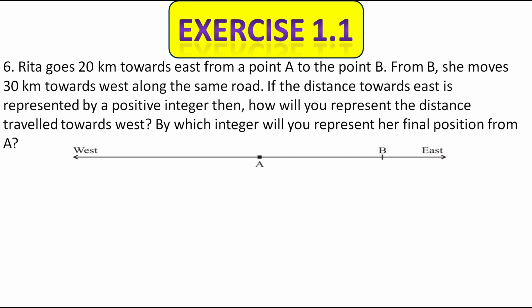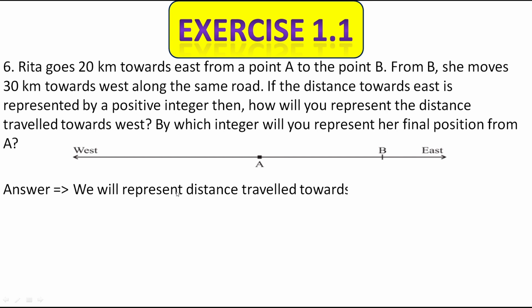So what we will do, we will represent distance traveled towards west by negative integer. Why? Because we are representing the number as positive integer when she travels towards east side, and west is opposite to it. You can compare this line with your number line.